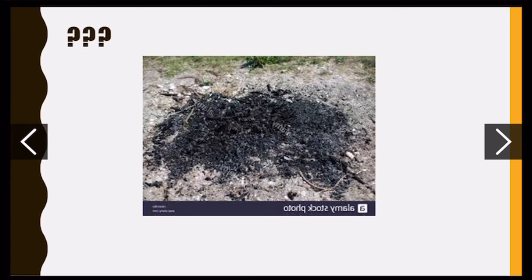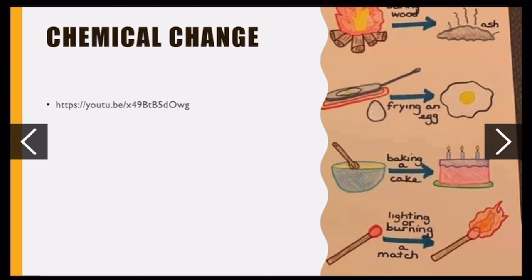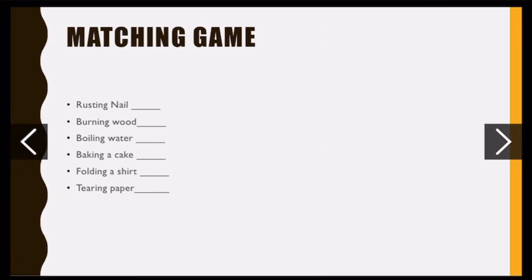And I'll explain that to the students and explain to them that it's a chemical change that has occurred. And then I'll also give them more examples of chemical changes. Alright, from that point, we'll go into the YouTube video, which is the link right there. And then after the video we'll do a little game.